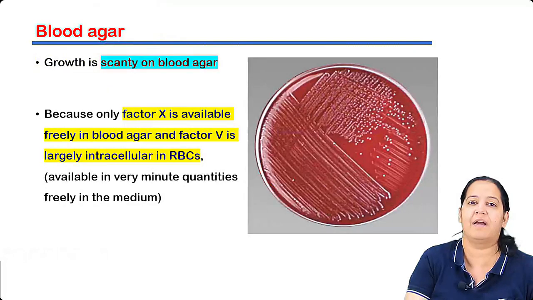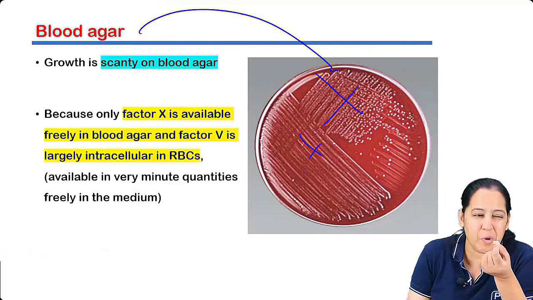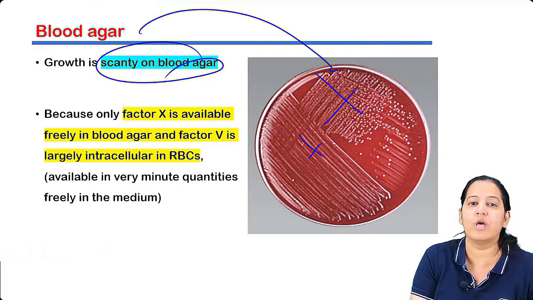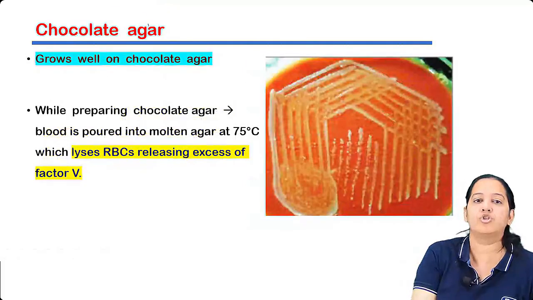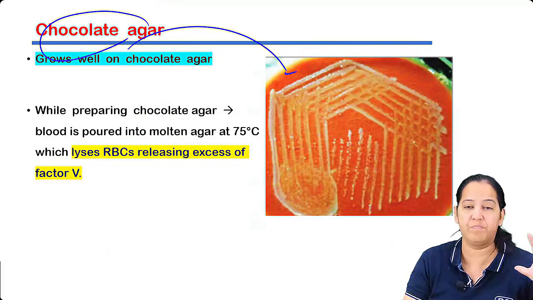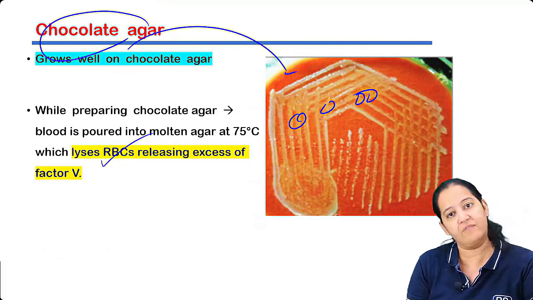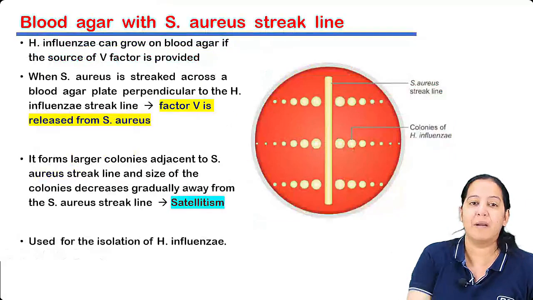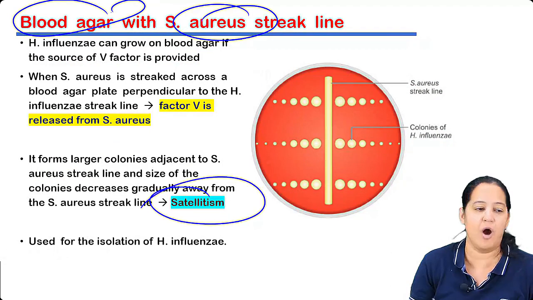See the diagram. See blood agar. Say no growth, hardly any small colonies are there. Scanty growth, because 10 is available, but 5 is not available. It's intracellular. On chocolate agar, see abundant growth. Big colonies are there, because RBCs get ruptured. So 10 was already there, but 5 is also released. But blood agar with a Staph aureus streak: this is known as satellitism. How many of you got it?